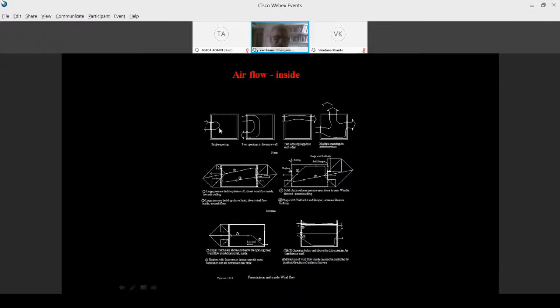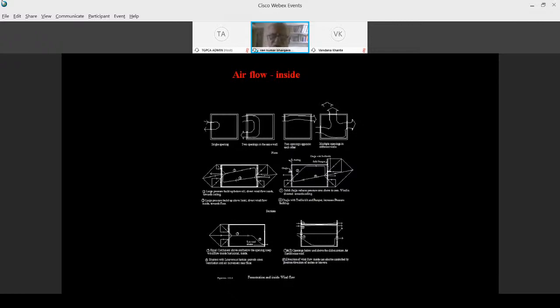Friend, the number one sketch towards left shows a single opening. This is highly ineffective because the same opening will act as an inlet and outlet, and hardly one sixth of the depth of the room will benefit. Then, when one window is in one corner of the room and another window is in another corner of the room, more of the area of the room will come under air circulation.